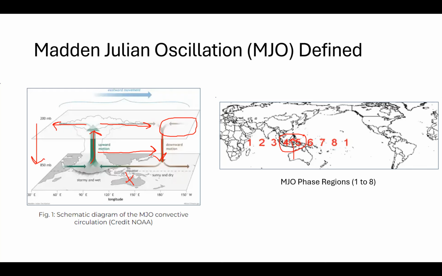What happens if the MJO goes to phase 8? That means my rising air motion, my greatest enhanced vertical air motion, clouds and precipitation are going to be right around the international dateline to the southwest of the Hawaiian Islands. So the MJO may start in phase 2 and 3, then work its way towards 4 and 5, and then eventually work its way toward the western Pacific, 6 and 7, or even 8.